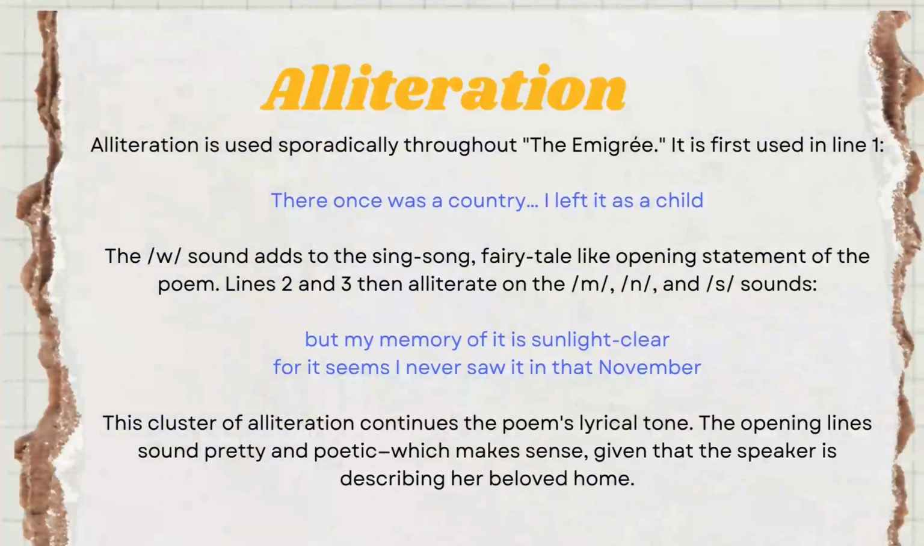Alliteration is used sporadically throughout the Emigree. It is first used in line 1. There once was a country. I left it as a child. The W sound adds to the sing-song, fairy tale-like opening statement of the poem.